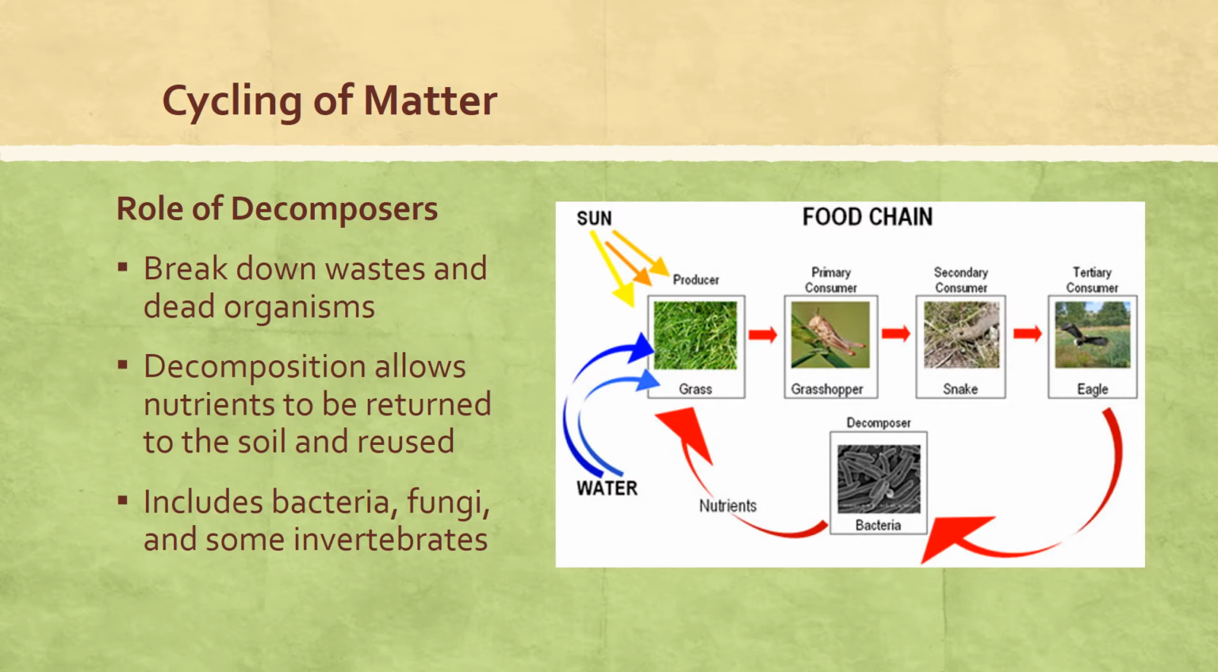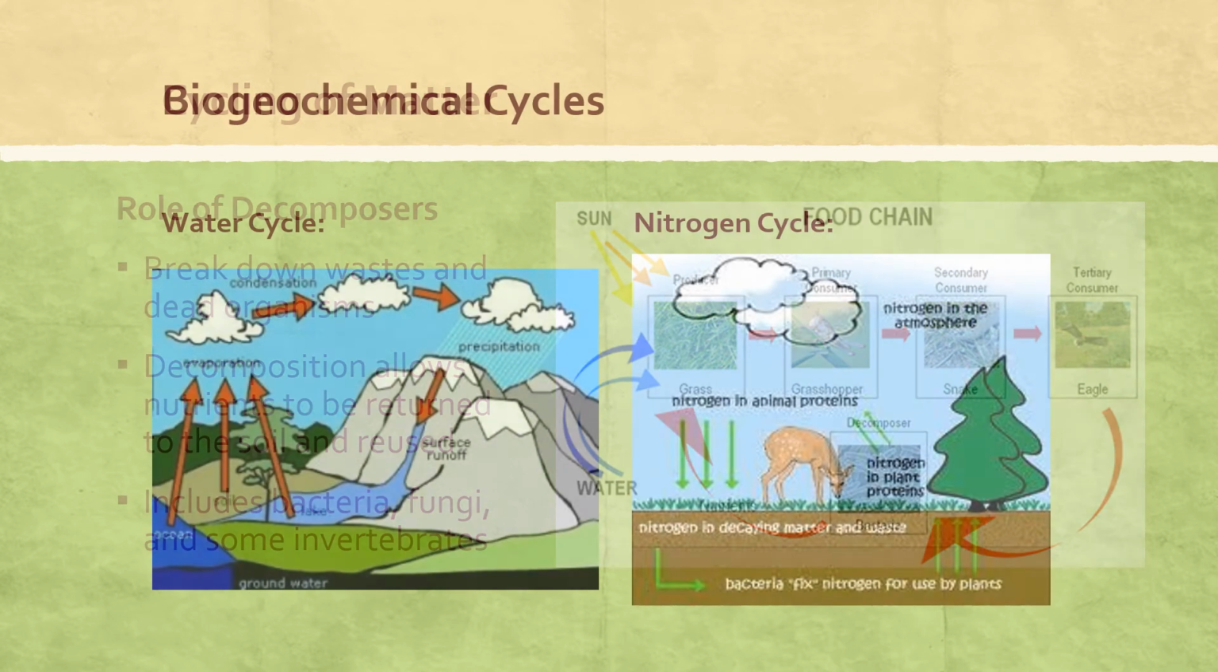And then that broken down material can be reused by the producers. Examples of decomposers include bacteria, fungi, and some invertebrates. All are breaking it down. So the eagle dies, lays on the ground, is decomposed by various bacteria, fungi, and invertebrates. It goes back into the grass, helps the grass grow, and then it goes back up the food chain.